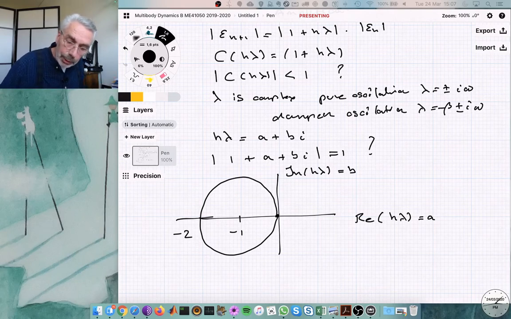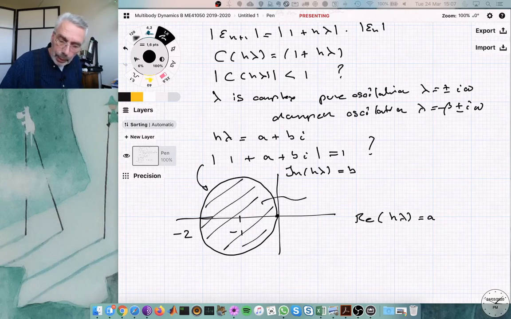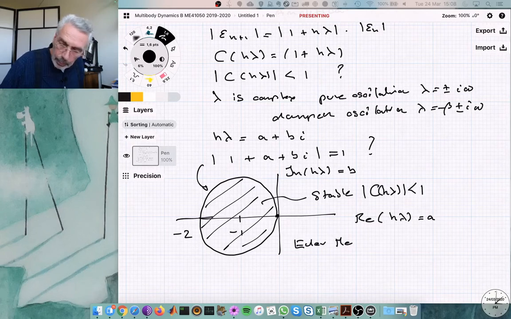And the conclusion is, this is the boundary, right? This is where it's equal to 1, and everything inside is the stable region. Or in other words, that's where the absolute value of 1 plus h lambda is less than 1. And this is all for Euler method. So given the eigenvalue of the system, it is possible to find a step size h such that you are within this region.